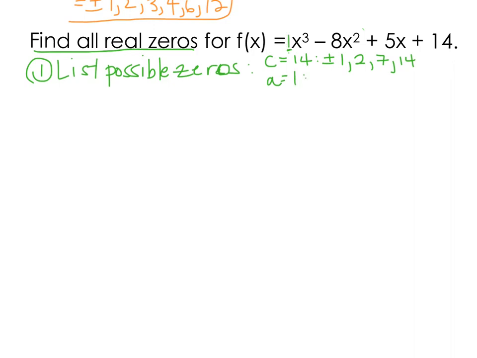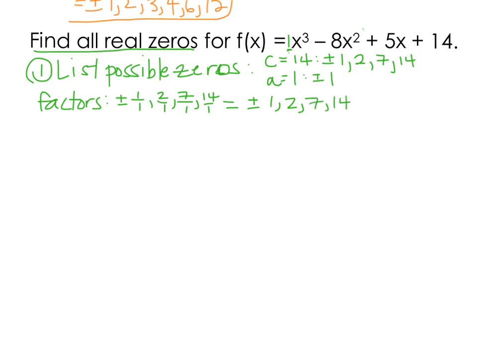So that just means plus or minus 1. This is going to be helpful for us when we list our possible choices. Our factors will then include plus or minus 1 over 1, 2 over 1, 7 over 1, and 14 over 1, which means they're all going to be integer choices for us to test, which is very helpful. 1, 2, 7, and 14. So that's step 1, just kind of listing out what your possible options are.